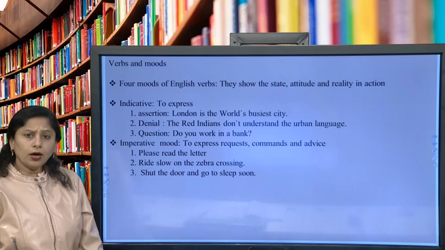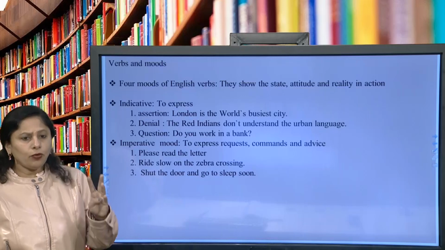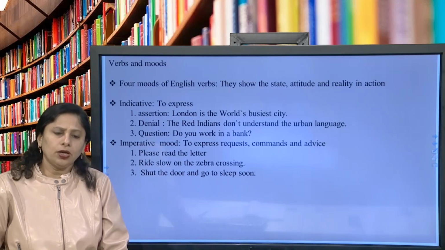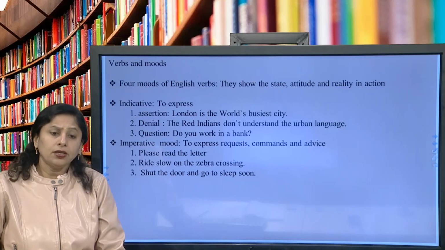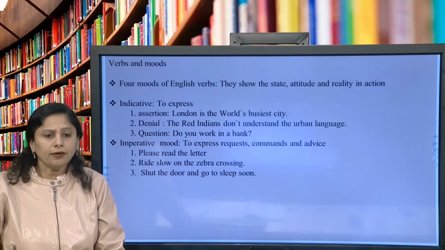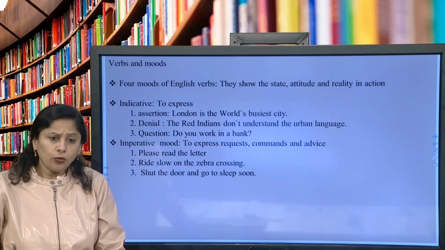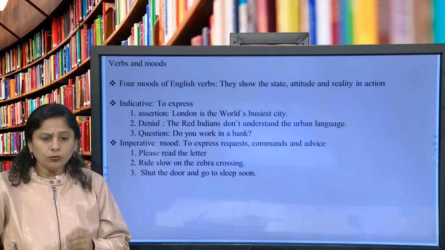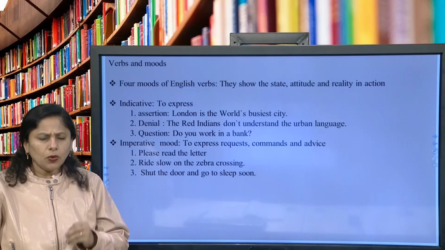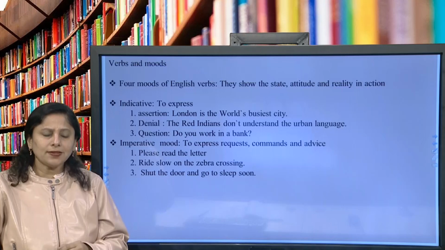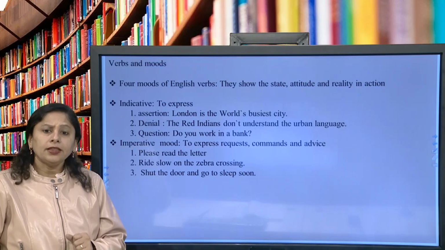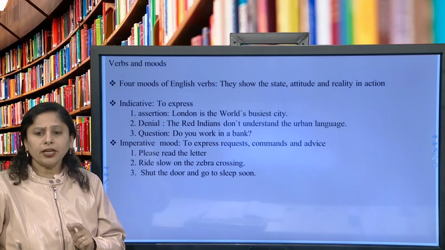Now verbs and moods. There are 4 moods mentioned in this particular course of your tenses, verbs and verbals. Almost all the 4 moods are very important, and this topic of verbs and moods is, I think, the most interesting as well as the most important and significant topic of your grammar. You must understand it clearly. They show the state, attitude and reality in action.